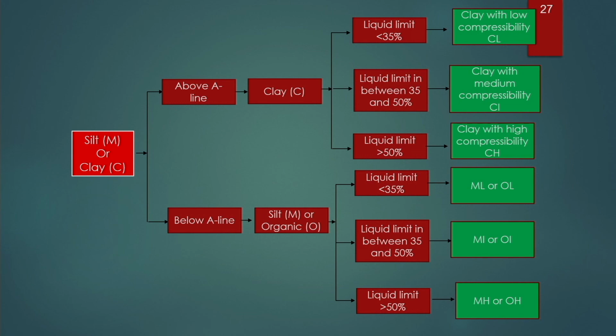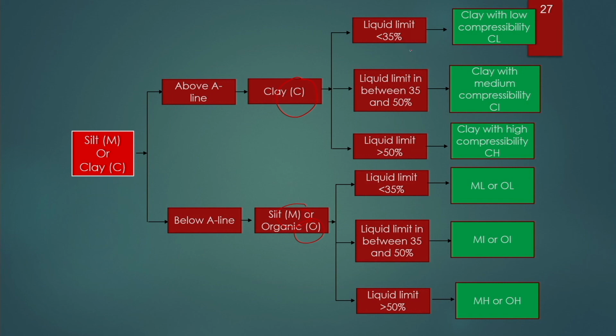Once we know that the soil is a fine grained soil, then we need to determine whether it is a silt or clay. So, we need to determine its liquid limit. If the soil is above the A line, then it will be clay. If it falls below the A line, then it will be either silt or organic content. Then we will check what its liquid limit is.